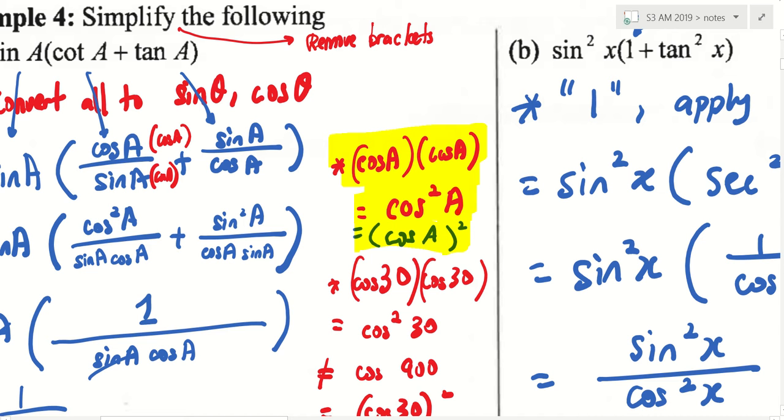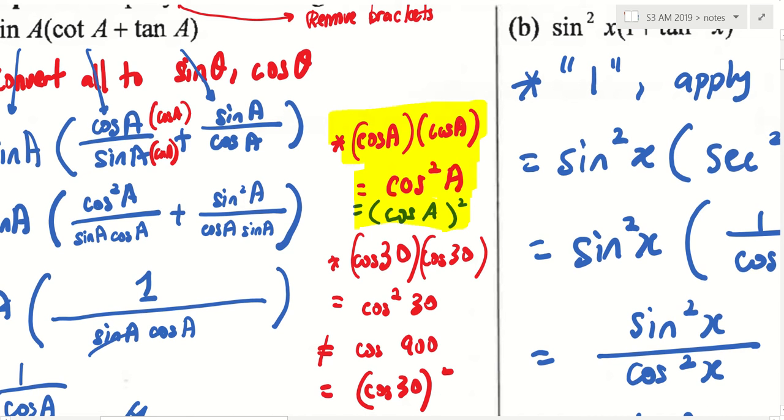The misconception is, hey teacher, when I take cosine A times cosine A, is there such a thing as cosine A square? Does the angle square? The answer is no. The angle cannot square. So it's cosine square A, full stop. Just like that. Now we are back at this question here.